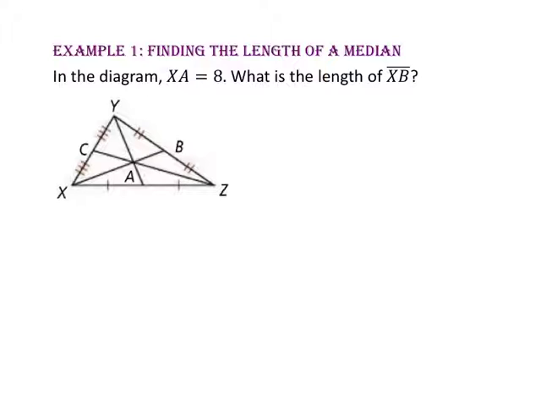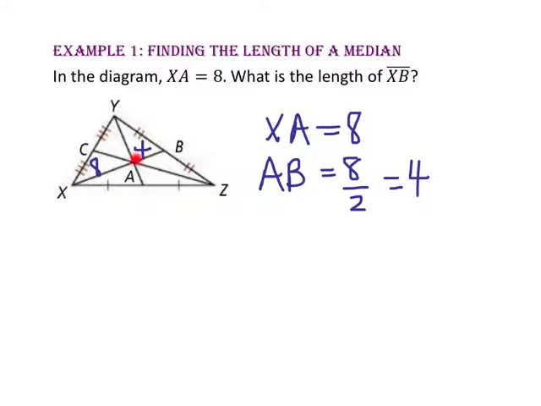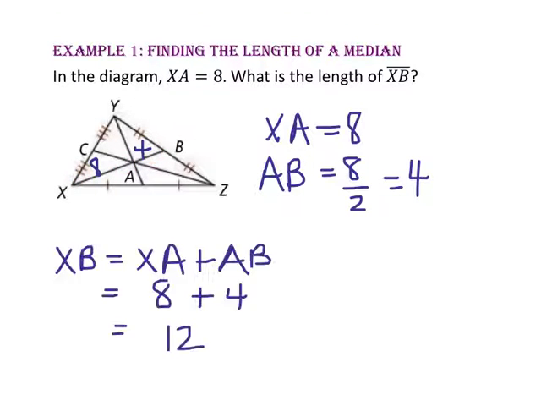In example 1, we will find the length of a median. In the diagram, the length of segment XA is 8. What is the length of segment XB? Since the length of segment XA is 2/3 of the length of segment XB, and the length of segment AB is 1/3, if the length of segment XA is 8, the length of segment AB is 4, or half of 8. So the length of segment XB equals 8 plus 4, or 12.